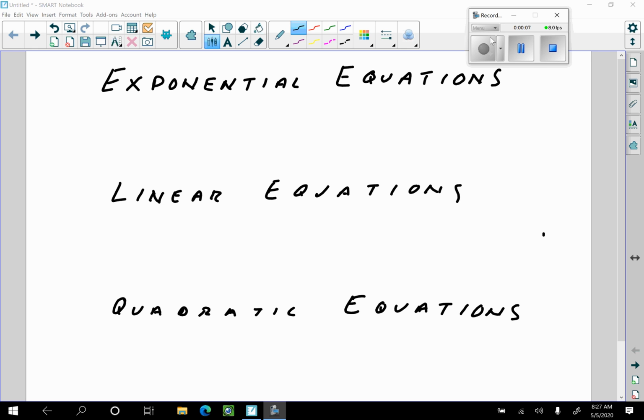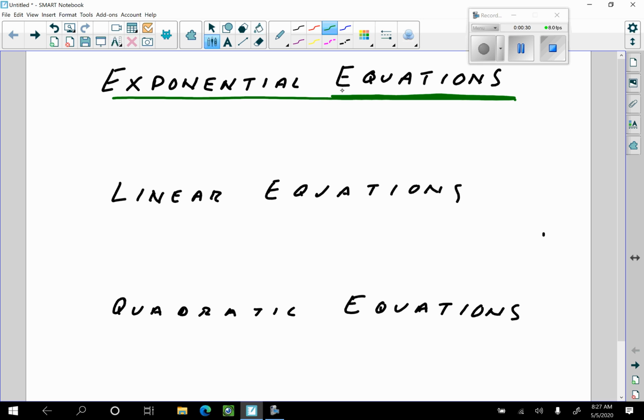Today we're going to look at how to solve exponential equations. We have been doing a lot in the last few weeks about exponential expressions. Today we're going to look at exponential equations and how to solve exponential equations. What is an exponential equation?